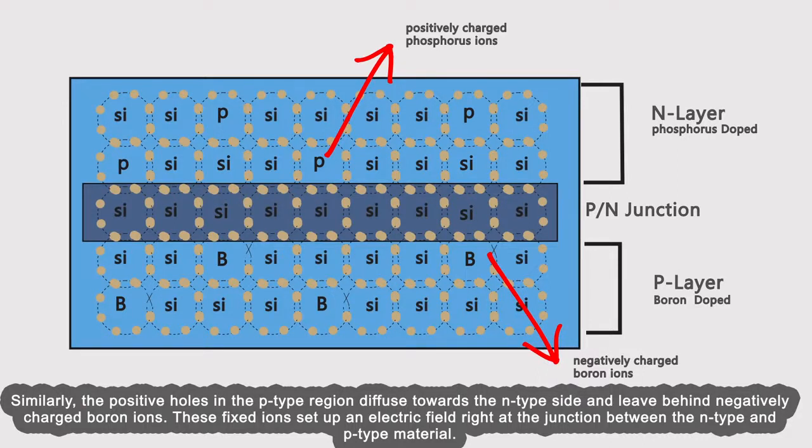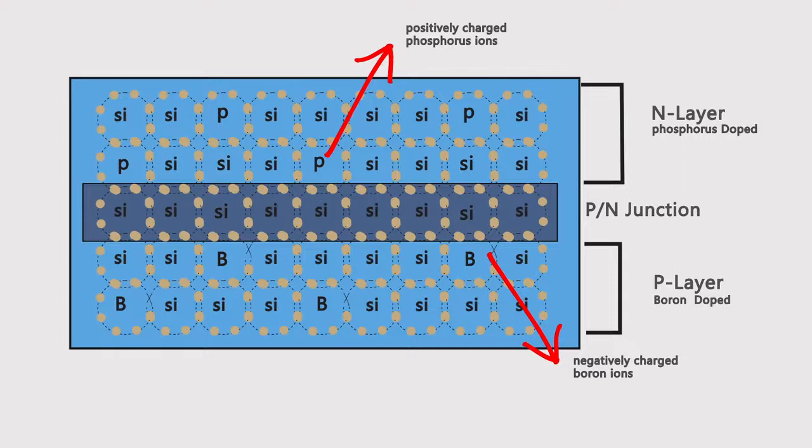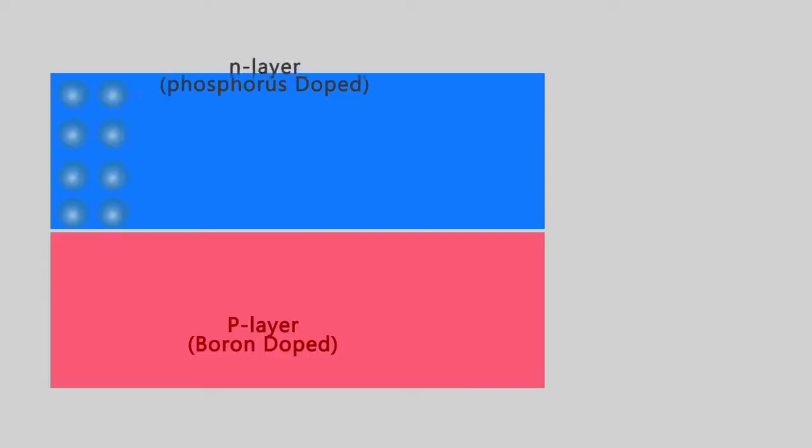These fixed ions set up an electric field right at the junction between the n-type and p-type material. Free electrons and holes are influenced by this built-in electric field, with the electrons being attracted towards the positive phosphorus ions, N layer, and the holes being attracted towards the negative boron ions, P layer. So if we want to summarize this working principle in a simpler way, please follow the next animation.